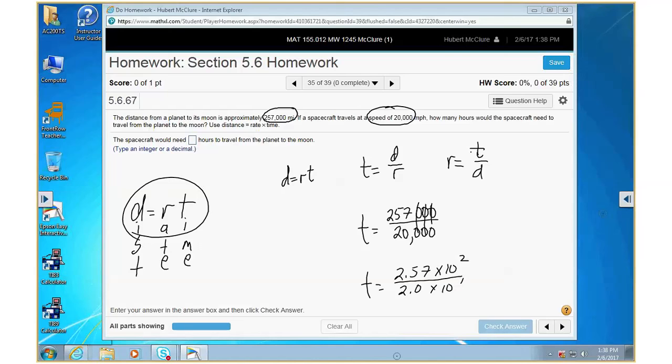Well, 2.57 divided by 2 is 1.285 times, what's 2 minus 1? 10 to the 1, so that means 1 to the right, so that means 12.85 whatever units, or 13, what does it say, in the hours, miles per hour. So it would take 13 hours to travel from planet to its moon.